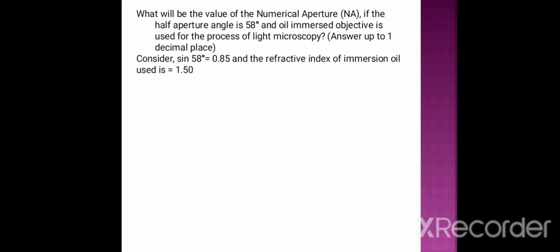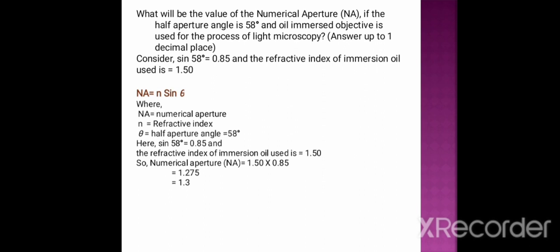The first question. What will be the value of the numerical aperture if the half aperture angle is 58 degree and the oil immersed objective is used for the process of light microscopy? Consider sin 58 degree is equal to 0.85 and the refractive index of immersion oil used is 1.50.